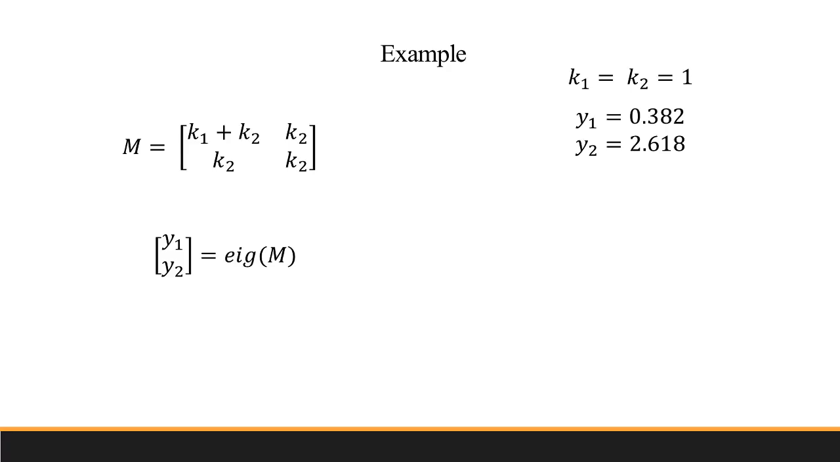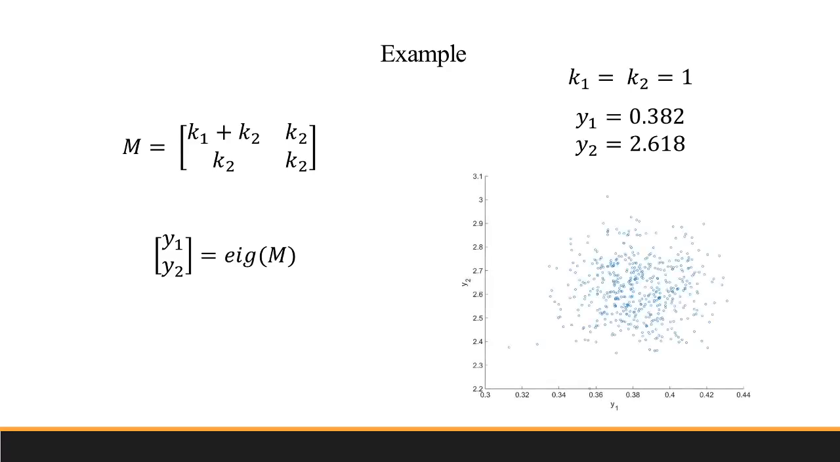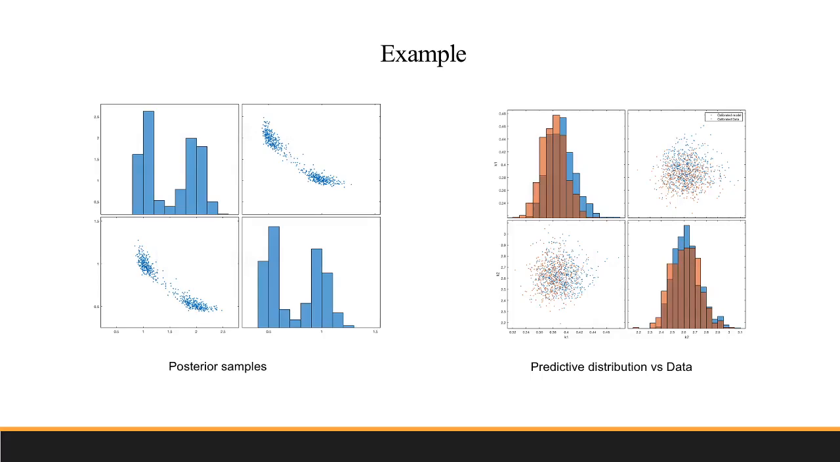We're going to do this by setting k1 and k2 to 1. This corresponds to these two eigenvalues. And then we're going to perturb these values with some Gaussian noise, and we're going to use this as our calibration data. From this data, we're going to try and infer back the values of K1 and K2 that we began with. And just to show you what the answer is to this calibration process.